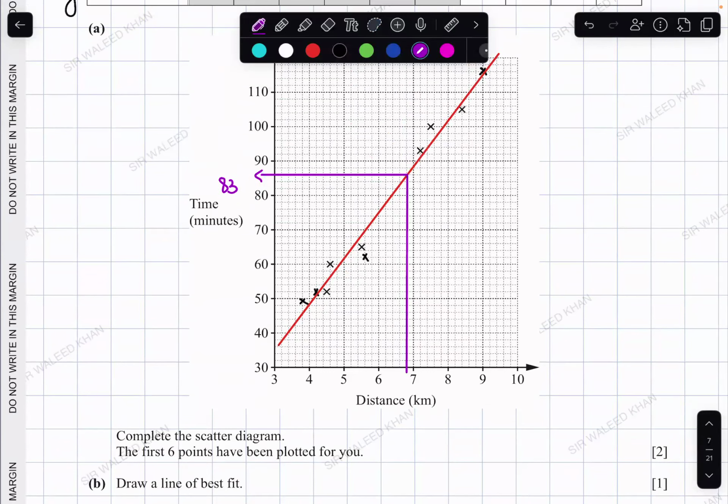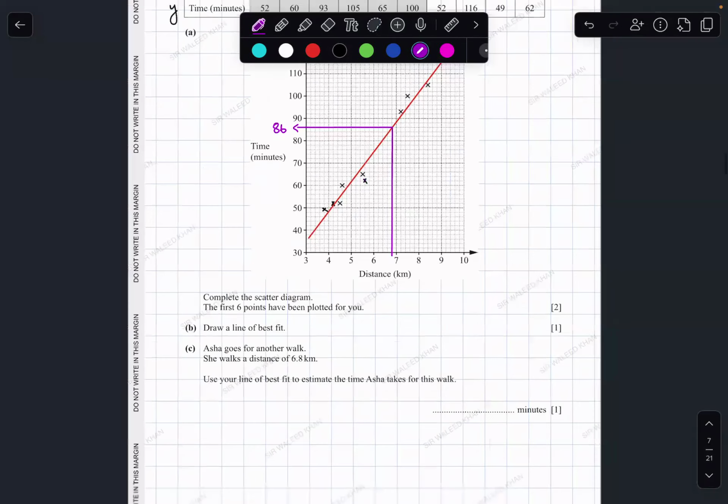Now this value will be according to your line of best fit. If your line of best fit is correct, it shouldn't be missing too many points and it shouldn't be in the opposite direction. Then it's fine. So 86 over here. For you, your value can be 88, it can be 85, 87.